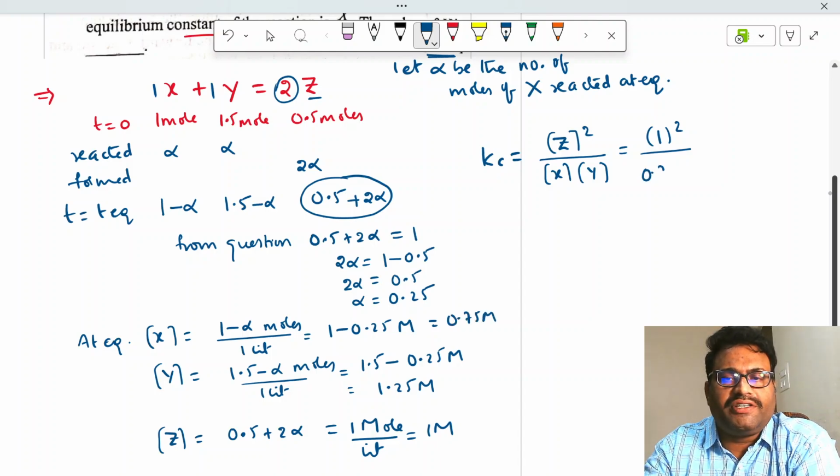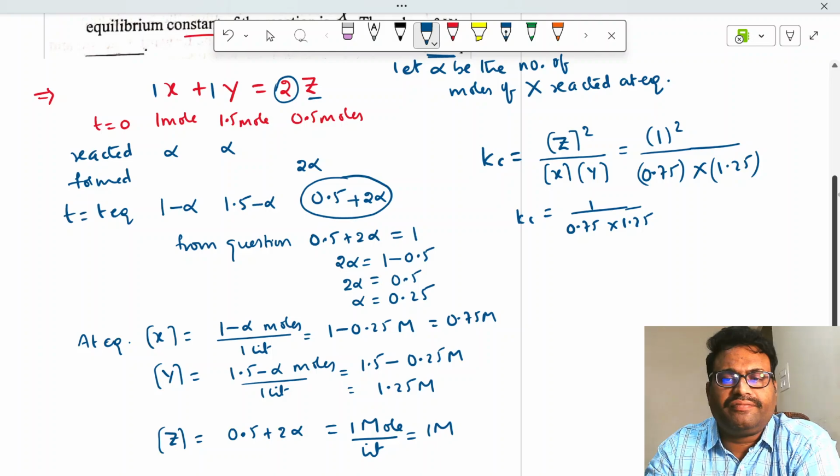So 0.75, into Y, which is 1.25. So Kc will be 1 by 0.75 into 1.25. So this will be approximately 1.06.